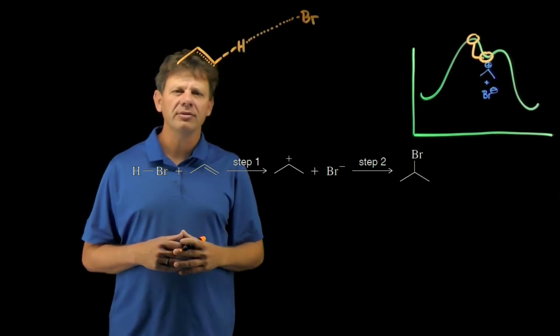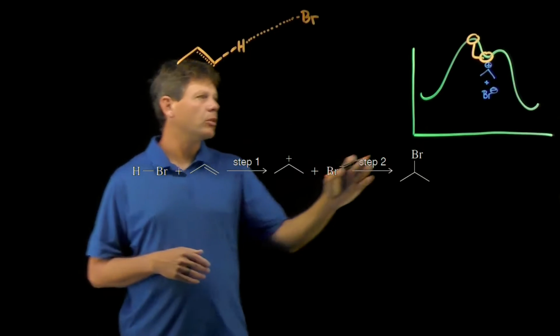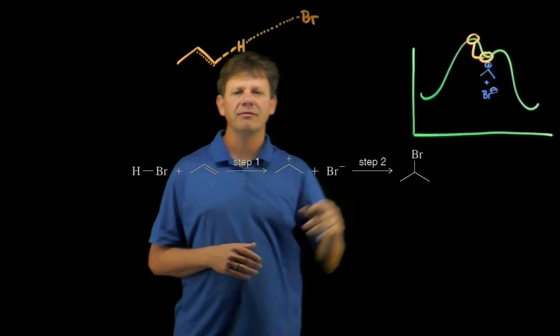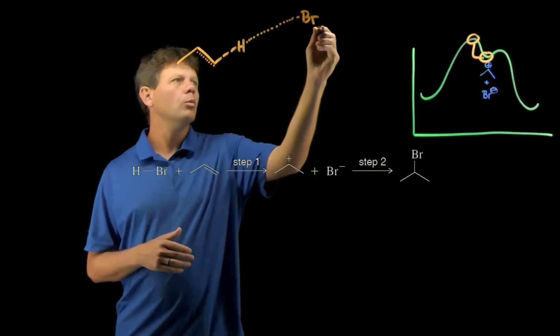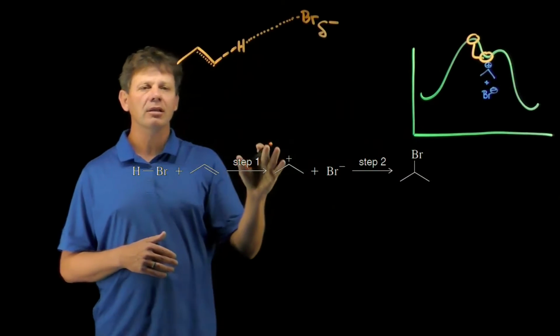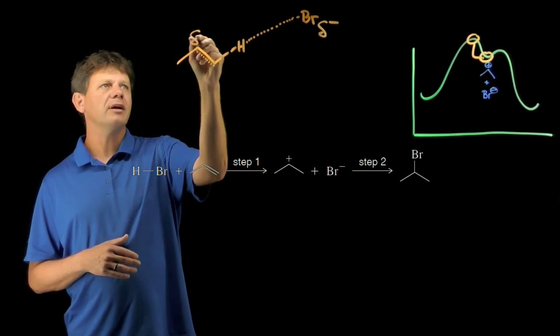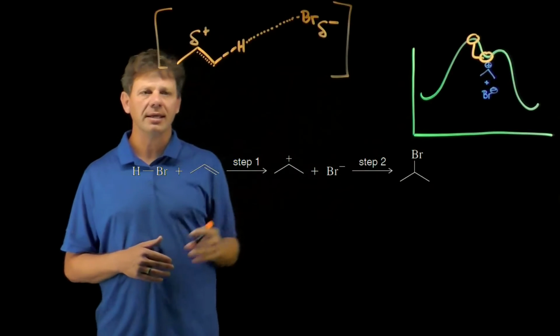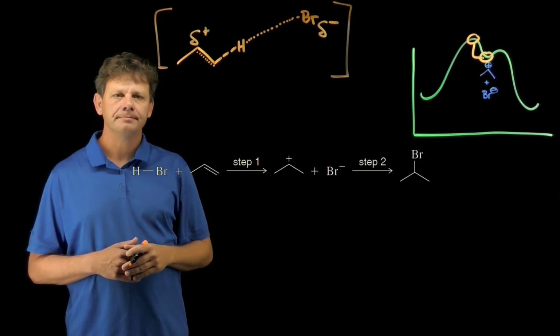The other way we can do this is using the charges. So if we look at the charges in the intermediate, we have a full positive charge on carbon and a full negative charge on bromine. We can indicate that by using a very large partial negative and a very large partial positive. This represents a transition state of step 1.